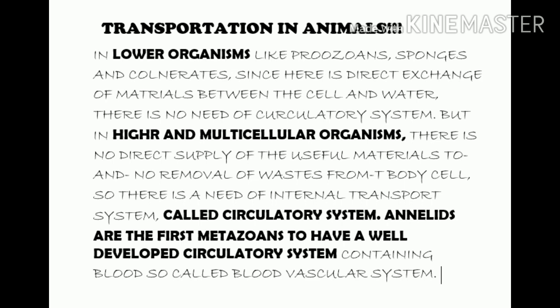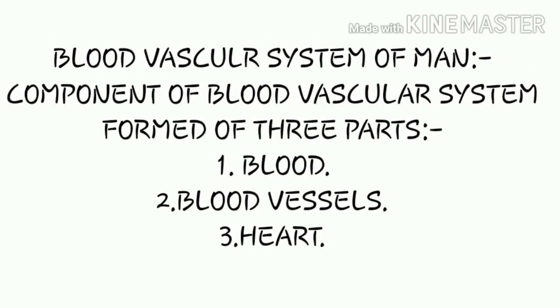Annelids are the first metazoans to have a well-developed circulatory system containing blood, the so-called blood vascular system. We will discuss the blood vascular system of man and its components briefly. The blood vascular system of man is formed of three components: blood, blood vessels and heart. First we will discuss blood briefly.